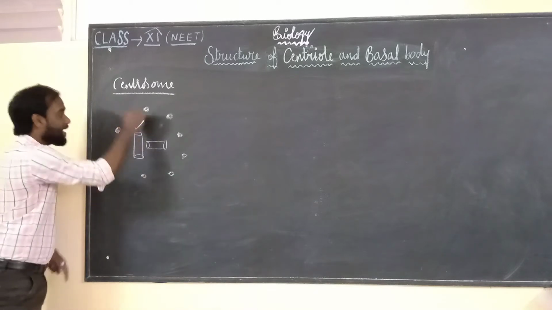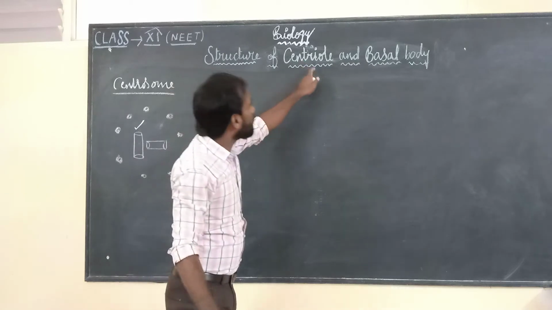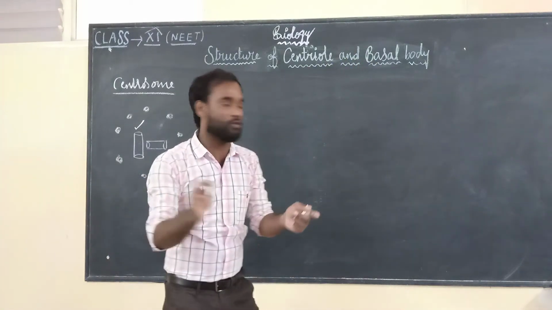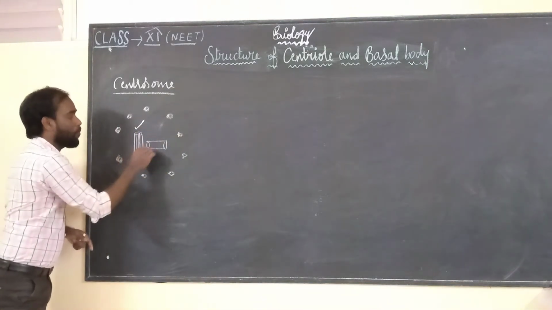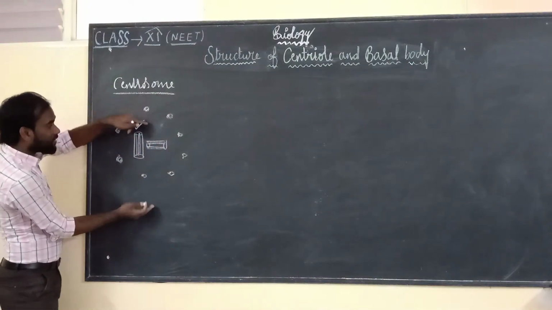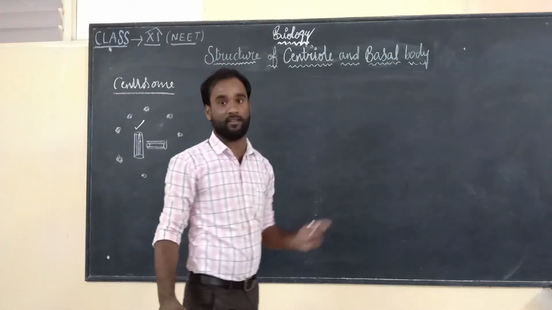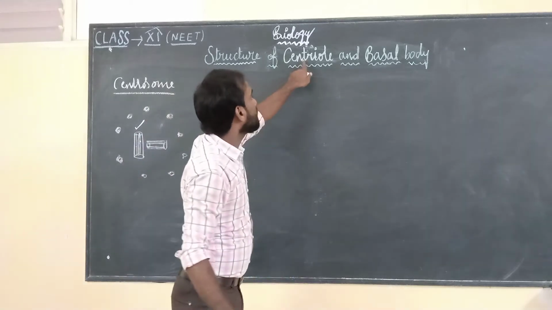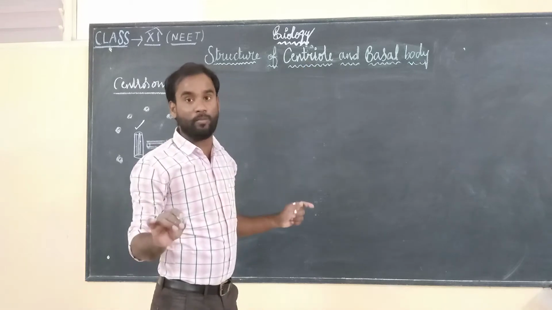Now, its structure we are going to study. Centriole structure and basal body structure are almost the same. The internal structure is almost the same. We are going to study the structure of centriole. So this is the centrosome. Inside the centrosome, 2 centrioles are there. This is the centriole structure we are studying. And I told you, centriole has a 9 plus 0 microtubular arrangement.